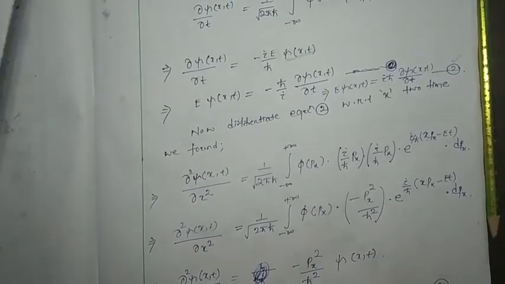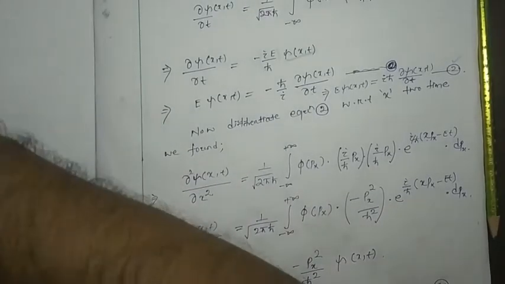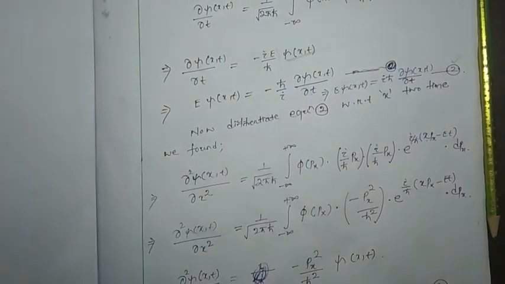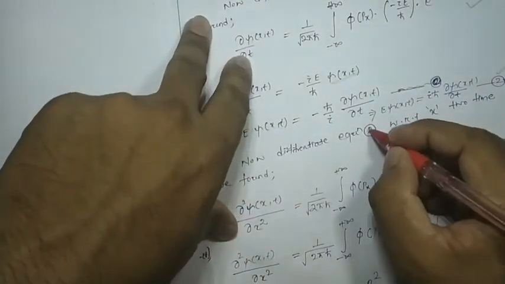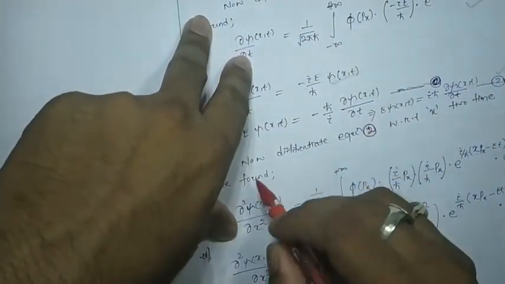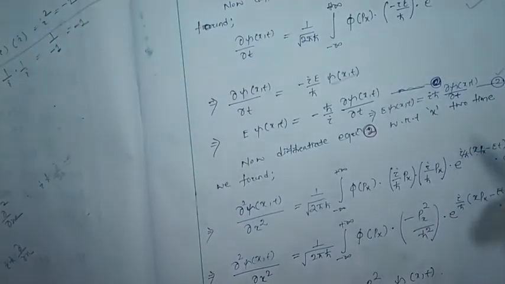Here, equation number 1, I mistakenly wrote that it is 2, but we have to differentiate equation number 1 two times. So I wrote it mistakenly here; you have to write equation number 1. Now differentiate equation number 1 with respect to x two times.